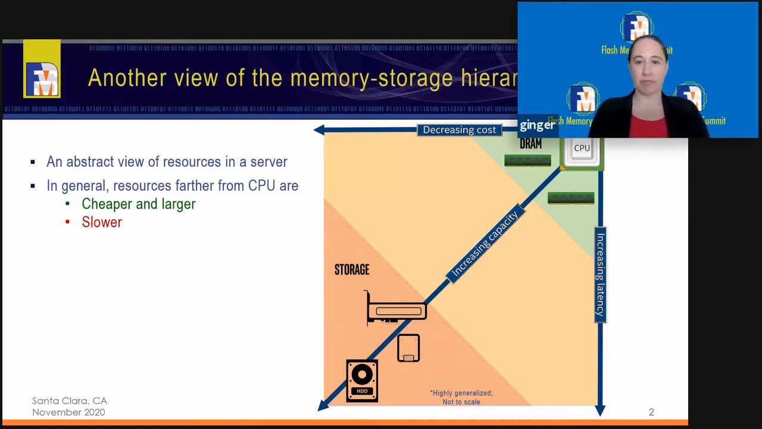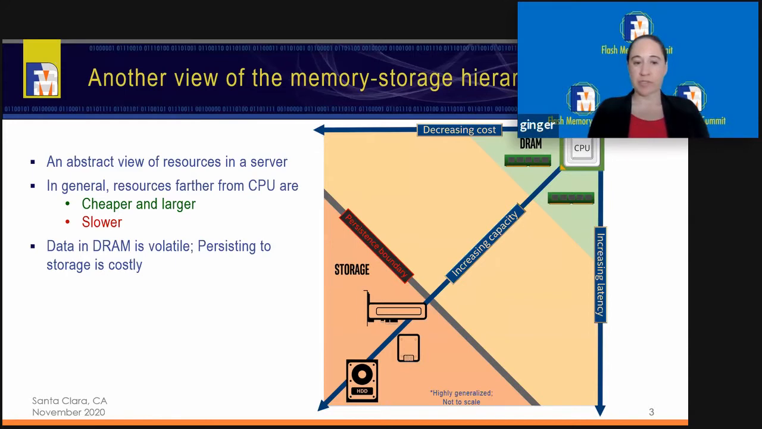I apologize for throwing such a busy diagram up at the beginning, but I did want to start with a good abstract view of the hardware resources that I'll be discussing. So in general, with your data architecture, you're trying to get data to the CPU so that it can actually be useful. And we know that in general, as we move away from the CPU to other resources like DRAM and different types of storage, those resources are cheaper and larger, but also slower. So that's one of the trade-offs that we do.